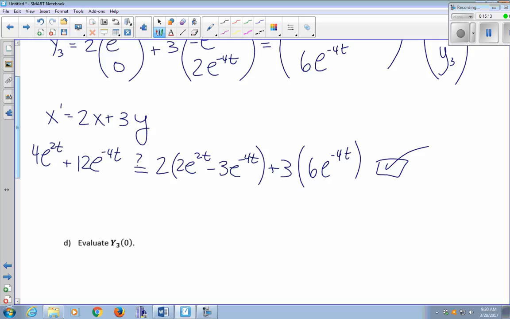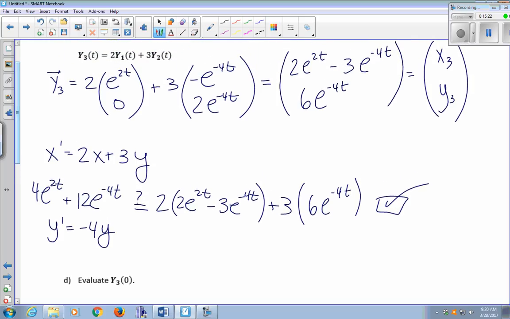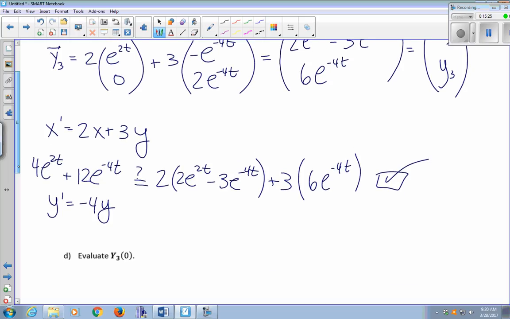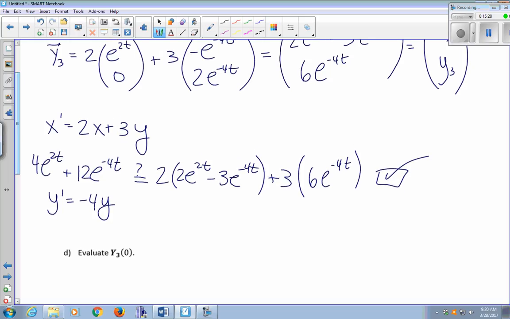So that equation's true. Then we just have to check the y prime equals negative 4y equation. For y, I'm using y3, 6e to the negative 4t. So on the left here, I'm going to put y prime, which would be negative 24 e to the negative 4t. And we want to make sure that equals negative 4 times y, which is 6e to the negative 4t. Is that a true statement? Yes. So we have another solution. I gave you two solutions, and it turned out that a linear combination of those two solutions was also a solution. Not a coincidence.